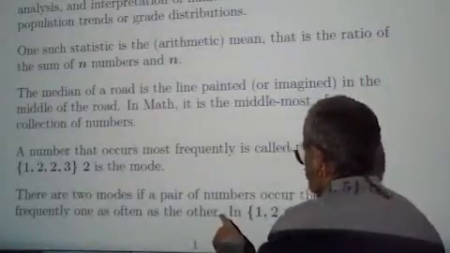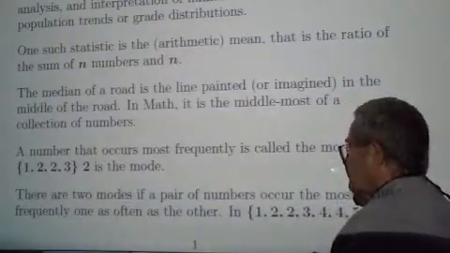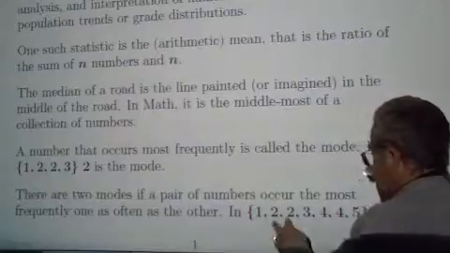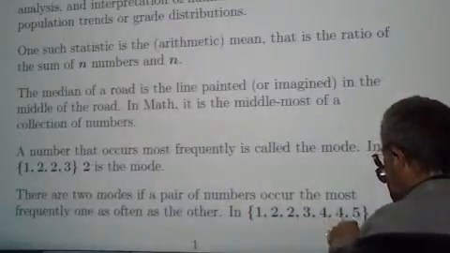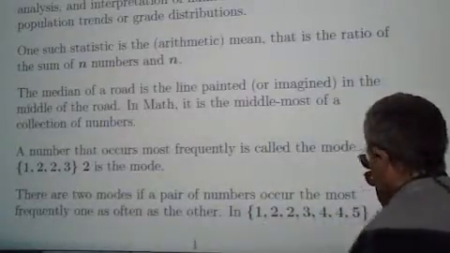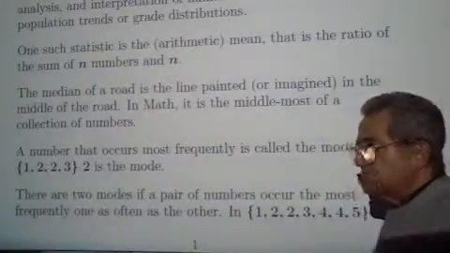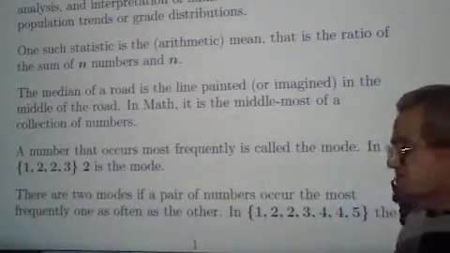There are two modes in some sets of numbers, like a bunch of numbers right here. So you have 2, which occurs twice, 4, which occurs twice, no other number that occurs twice. So you say you have two modes. 2 is a mode, and 4 is a mode.